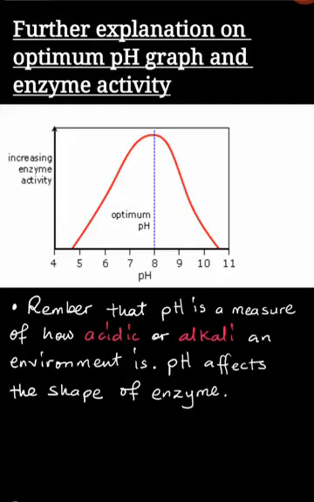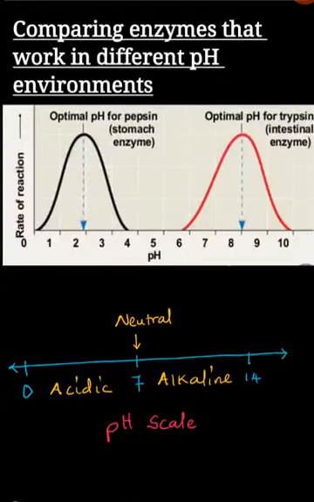Okay, so like I already explained, you must remember that pH is a measure of how acidic or alkali an environment is. And then you must also know that pH affects the shape of an enzyme. The pH will affect the shape of a particular enzyme. That's the thing. So if we are to compare the way different enzymes work in different pH environments, this is what you're going to say.